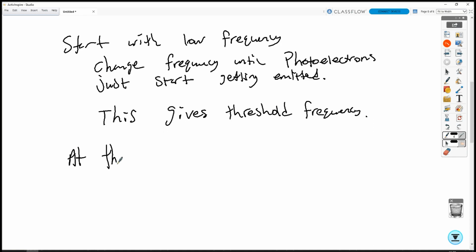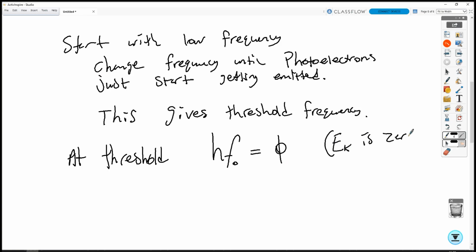So at threshold, hf₀ is equal to phi, and then plus EK, which is 0, so we just drop it. So hf₀ is equal to phi. EK is 0.